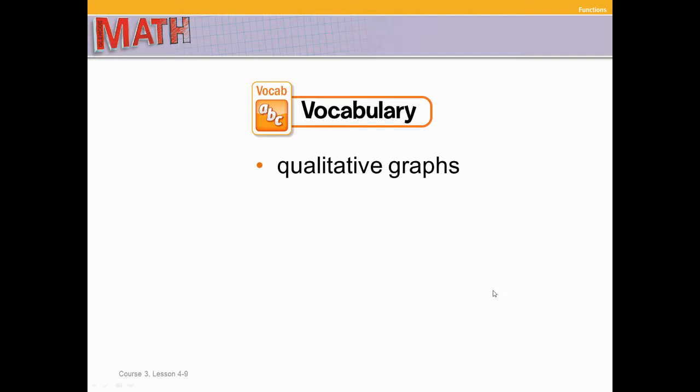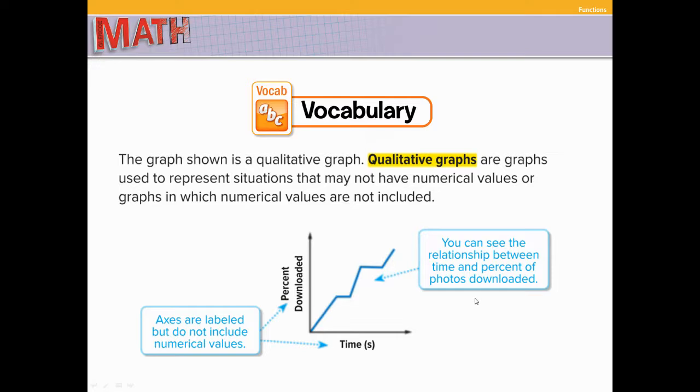And here's what qualitative graphs are. They're graphs that represent situations that may or may not have numerical values, and the numerical values probably won't be included in the graph. So far, we've done quantitative graphs where quantities are involved. This is qualitative. So it's going to tell a story. That's basically all we're doing here.